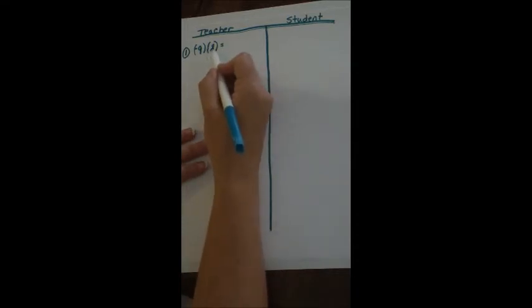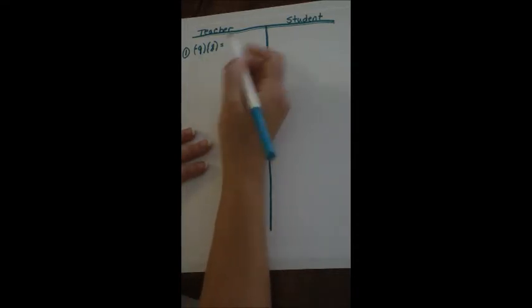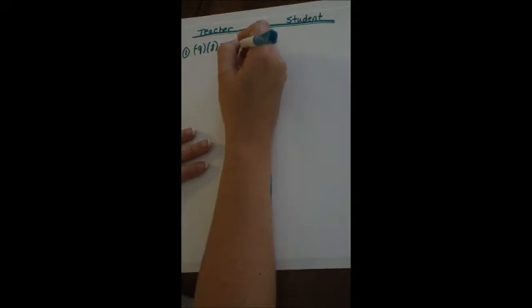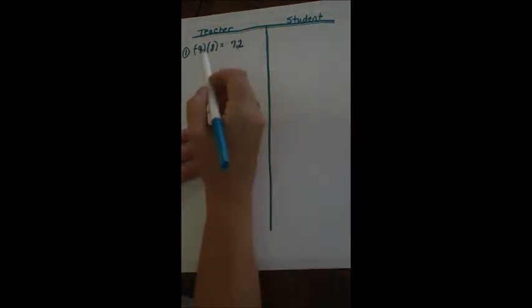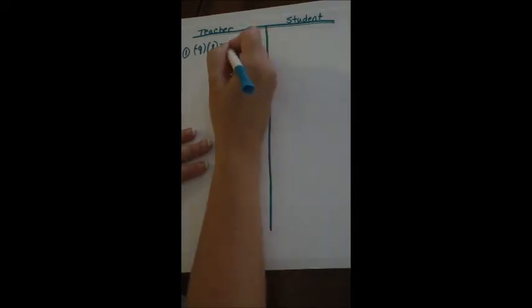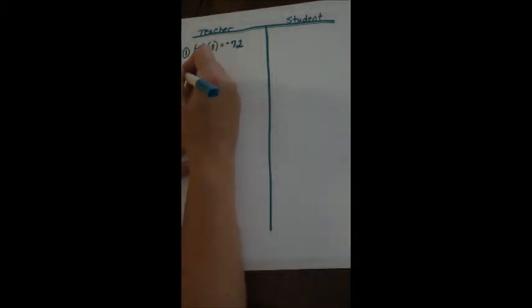Now I'm going to go ahead and do the multiplication. I know that 9 times 8 is 72. And then my rules say if the signs are different, my answer is going to be negative. It's that simple. Let's try another one.